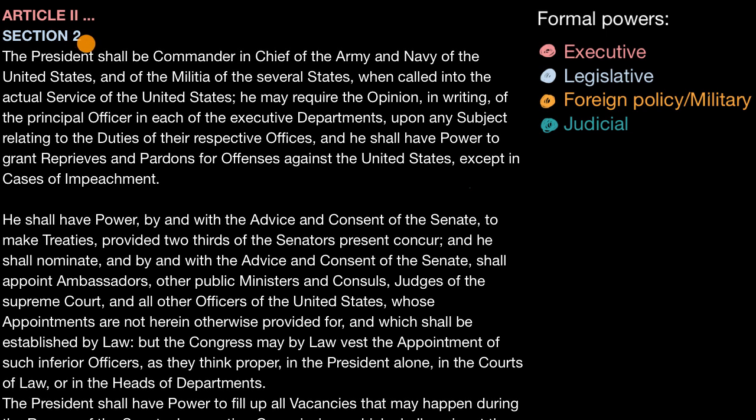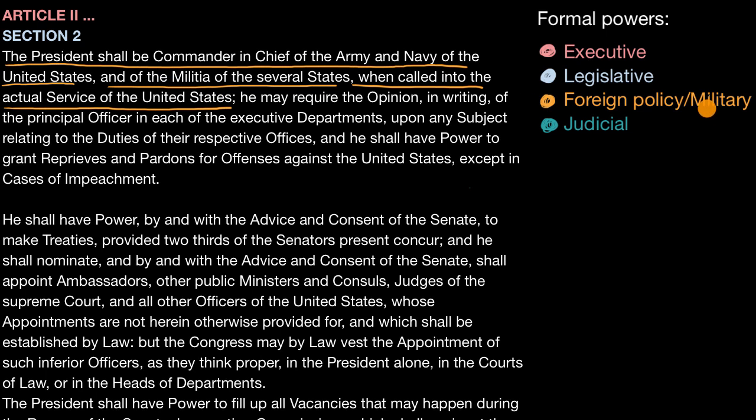But the bulk of the powers are listed in Section 2 and Section 3. So let's read this together, and let's see if we can classify these different powers as executive, legislative, foreign policy or military, or judicial powers. So Section 2 of Article 2 starts off with, "The President shall be Commander-in-Chief of the Army and Navy of the United States, and of the militia of the several states, when called into the actual service of the United States." So this is clearly a military power. You have the President of the United States being in charge of the nation's military.